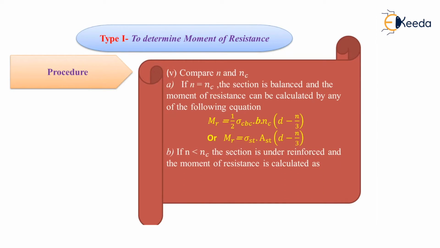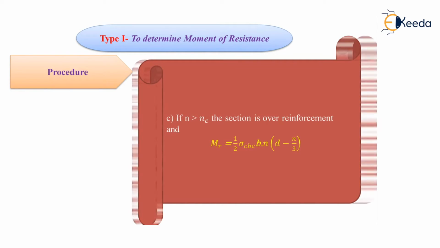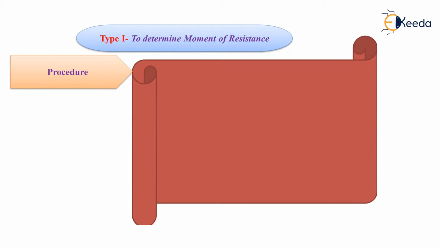If we get n less than NC, that is, our actual neutral axis is less than the critical neutral axis, then the section will be an under-reinforced section, and the formula for calculating the moment of resistance is MR = sigma ST AST (d - n/3). Similarly, if our actual neutral axis is greater than the critical neutral axis, the section will be over-reinforced, and we have the formula for that: MR = 1/2 sigma CBC b n (d - n/3). Here you have observed that there are only two formulas to calculate the moment of resistance.